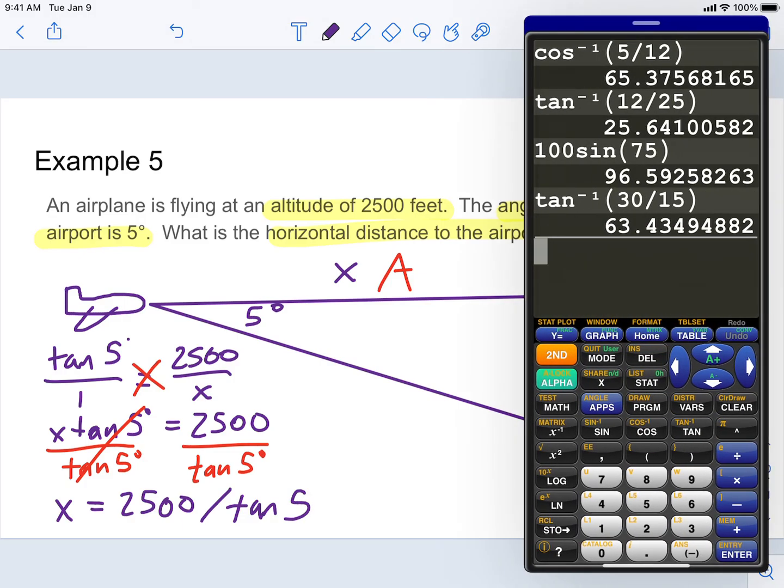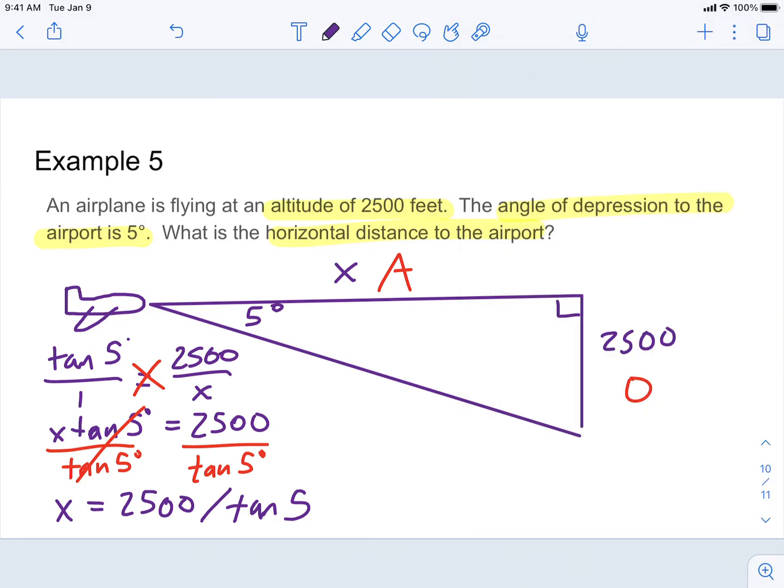So let's go to our calculator. 2,500 divided by tangent 5, and that is my horizontal distance, 28,575 feet.